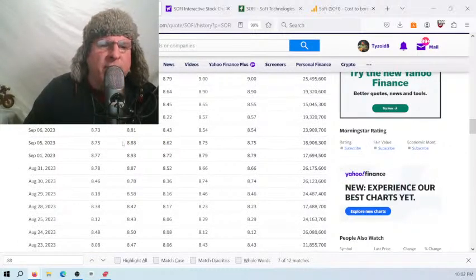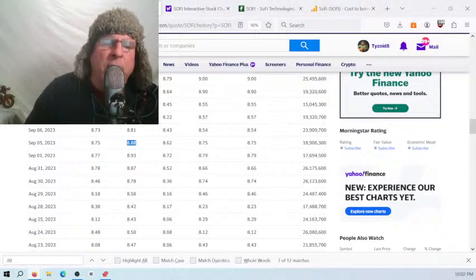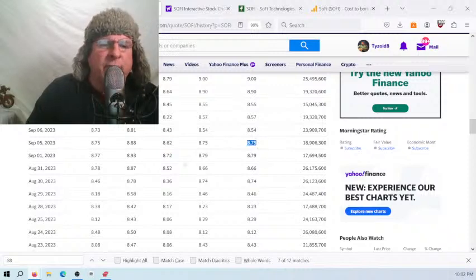There you go, September the 5th, 8.88 was the high. You can see that it closed the day before at 8.79. The next day it opened 4 cents lower. They ran it up right here at 8.88. In the morning, it hit that number and they stopped it. And then they ran it back down to a low of 8.62 and it closed at 8.75.